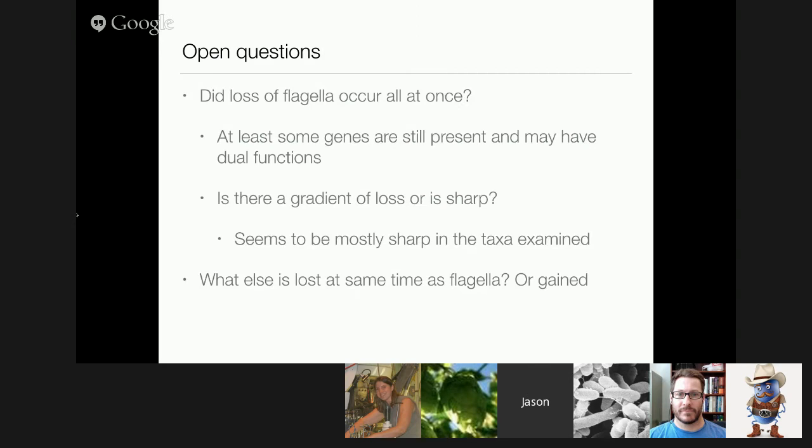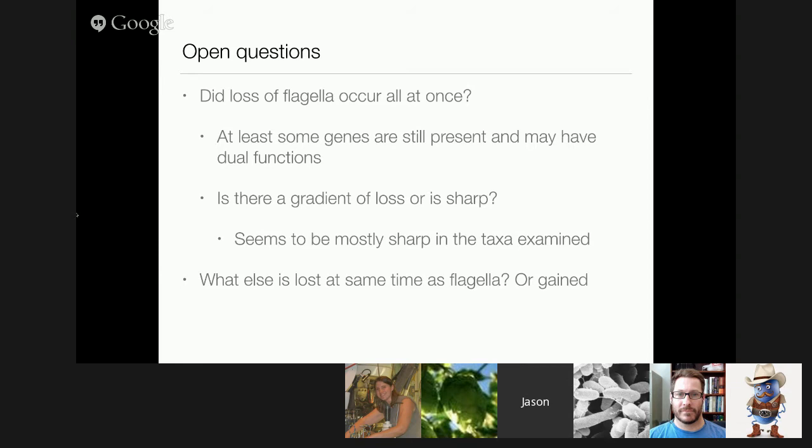So I think the open questions, and the way that we're going forward with this, are what I like to think of as the first stages of doing evolutionary cell biology: trying to understand if all of these genes were lost at once. Are there genes that are still retained that may have acquired other functions? Is it a sharp cutoff, where you lose flagella and lose every protein, or are there some things that are still there? And is there anything that's also gained in the context of the loss of the flagella?